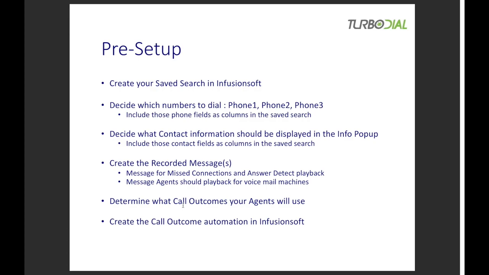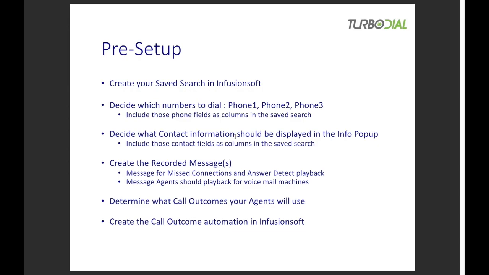Let's start with what your pre-setup steps are. You're going to create your saved search in Infusionsoft, and as you do that, you can decide what numbers you're going to want to dial to. In most cases, you've got just a single phone number in your contact records, and that's in the phone 1 field. But if you have a phone 2 or maybe even a phone 3 field in your contact records, you can add those to the saved search. And if you do, then TurboDial will include those as numbers to be dialed.